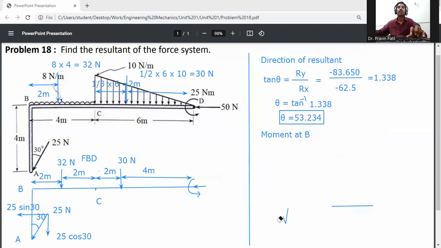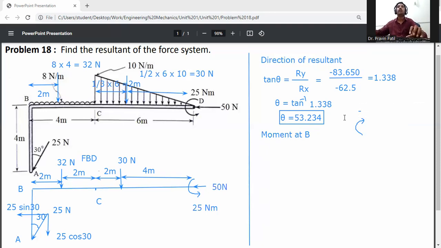Moment at B. This one is 50 Newton, and the couple is 25 Newton meter, with 25 Newton. For the moment at B, the assumption is: if the moment is in the clockwise direction, it will be negative.